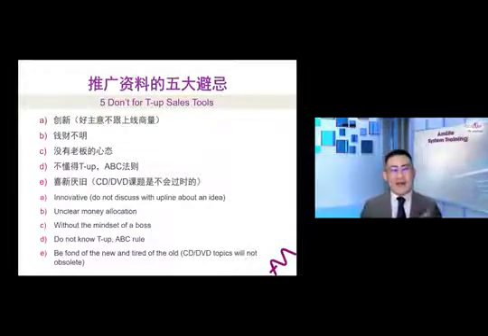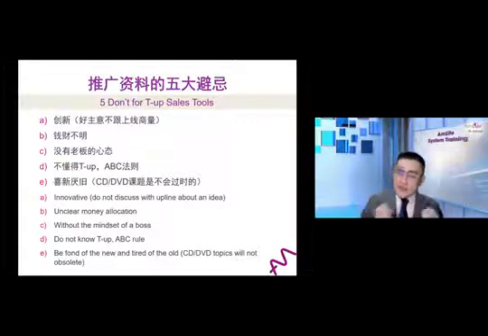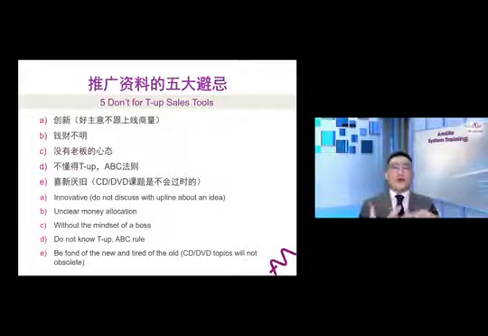And then B is the unclear money allocation, meaning that when we get these sales tools, okay, always have this mindset of a business owner or an entrepreneur, whereby we invest in this sales tool. We buy our own CDs, we buy our own these printed materials. Sometimes when we do not have it, when we don't have these materials, we get it from our upline. Remember, you get 10 books from your upline, always pay back your upline. Although he or she is your upline, okay, but you are your own boss, right?